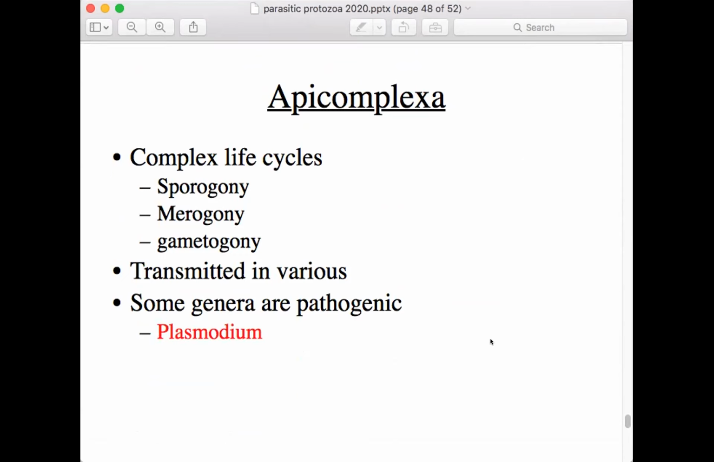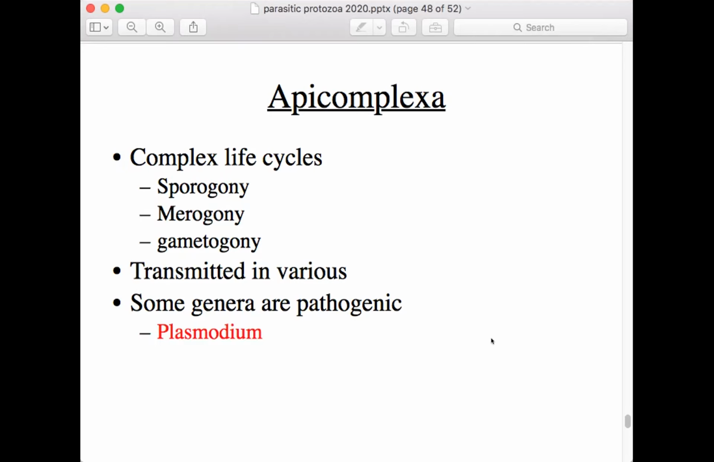The organism can be transmitted by various ways. In this case, it depends on the actual organism. We want to take a look at the genera that are pathogenic, all right? The Plasmodium species are one of the 7 that cause human disease, but this one has one of the greatest impacts on human health, all right?